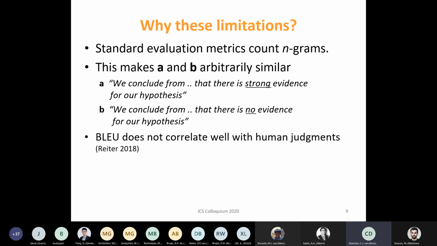Furthermore, the way in which we assess our progress seems to be flawed. A lot of our metrics focus on superficial counts: counts of words, counts of pairs of words, in other words, n-grams. So here's a simple example. Sentence A and sentence B. They're exactly the same, but one says there is strong evidence for something and the other says there's no evidence for something. Just one word of difference.